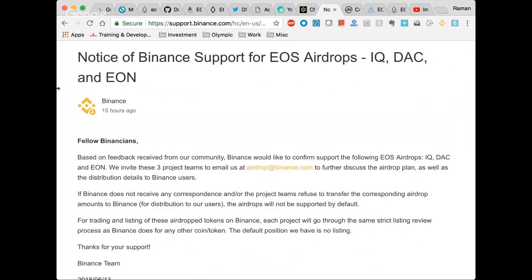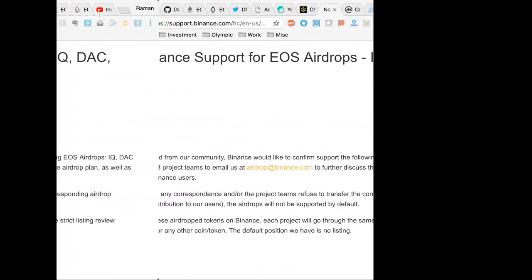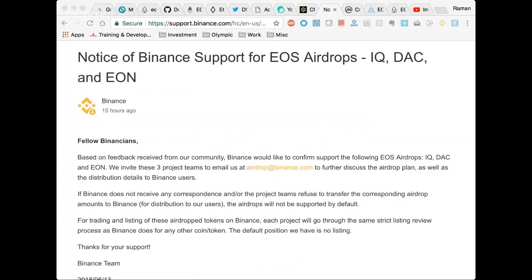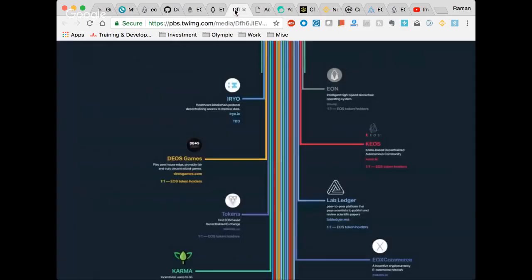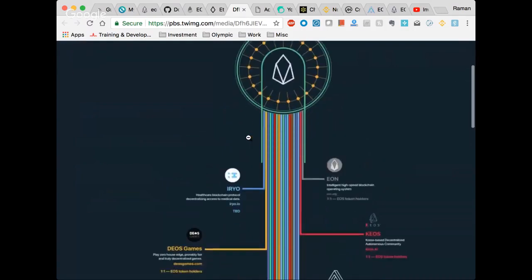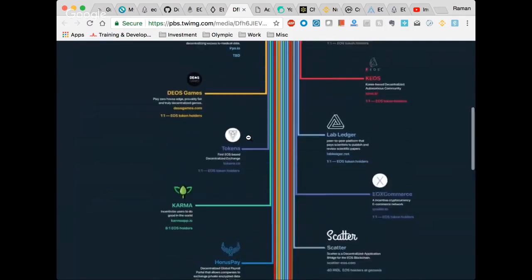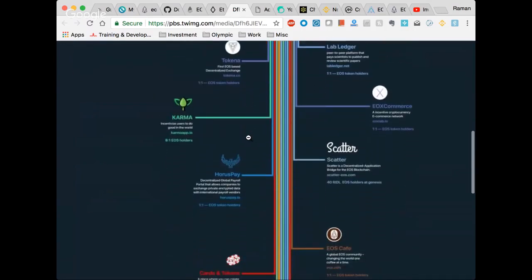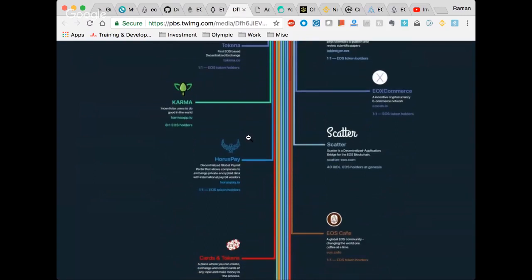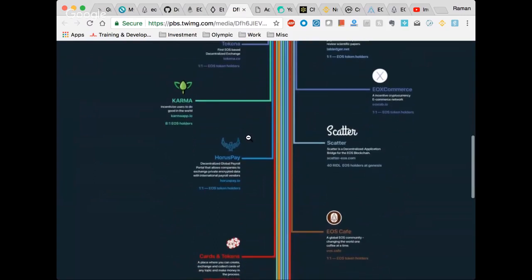Now, there are a few questions trickling in. Let me quickly have a look at what people are asking. It's the future of EOS. I don't exactly understand what you mean by that. I think the future of EOS depends on how many people launch apps. So again, I will refer to this particular graphic. You see so many airdrops. Most of these are DApps, which are distributed applications, which are going to run on EOS.